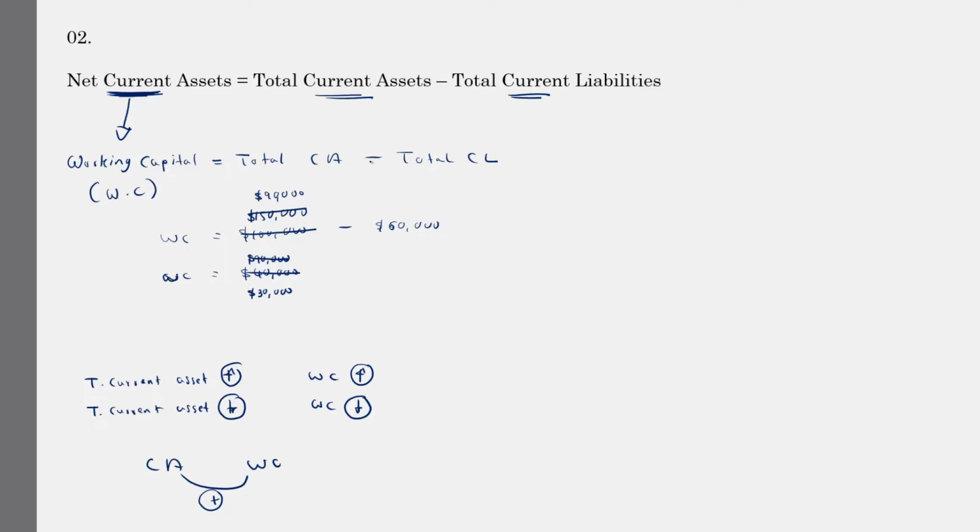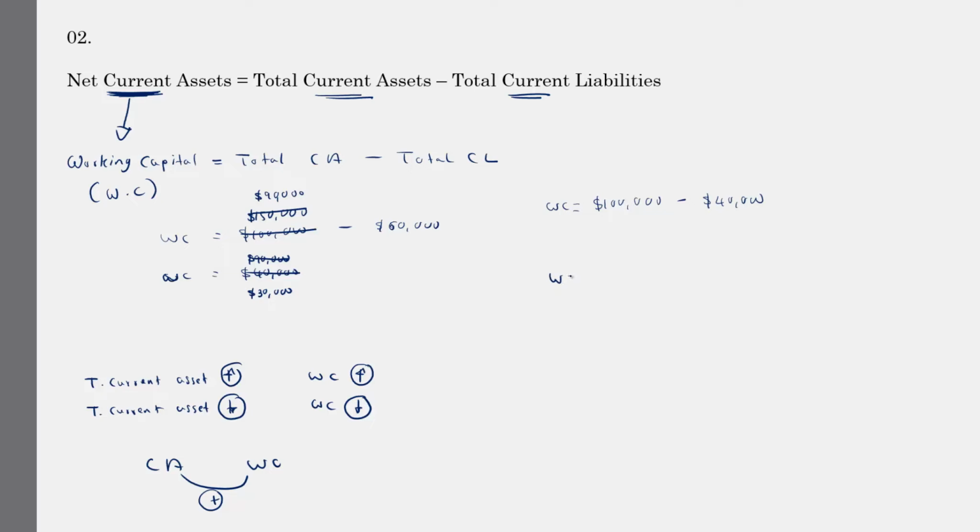Now let me take another example. My total current asset is 100,000 US dollars. Total current liabilities maybe 40,000 US dollars. Then how much is my working capital?